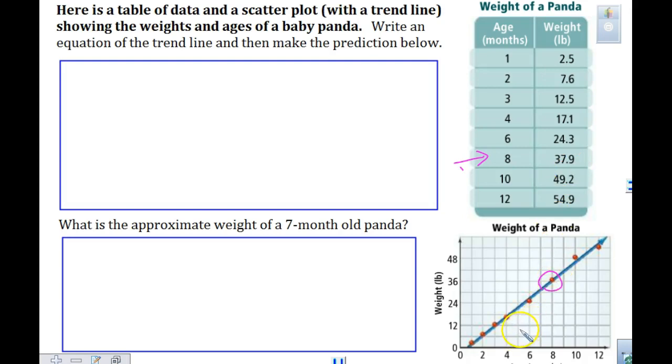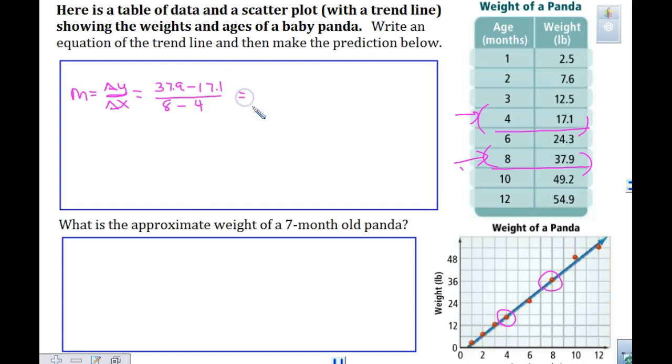And what would be another one that looks like a good data point? How about at 4? That looks like a pretty good one, right? So if I use these 2 points, 4:17.1 and 8:37.9, first thing we have to do is find our slope. How do you find the slope? These are my ordered pairs, 4:17.1, 8:37.9. So if I'm finding the slope, it's the change in y divided by the change in x. So going way back to the beginning of the year. Change in y, 37.9 minus 17.1 divided by 8 minus 4.